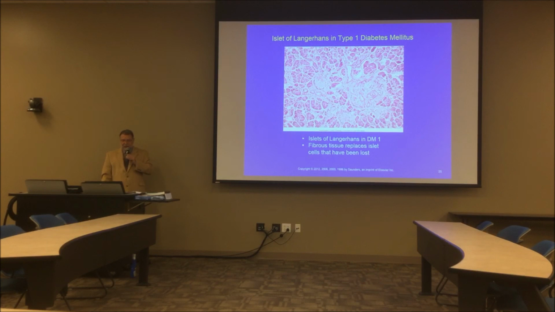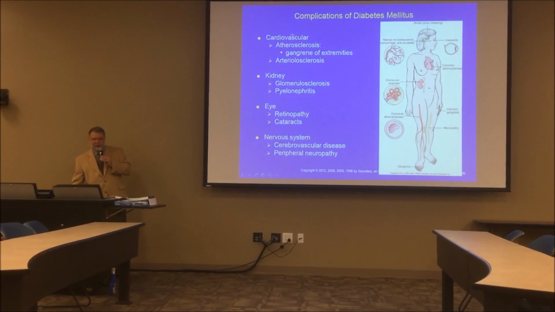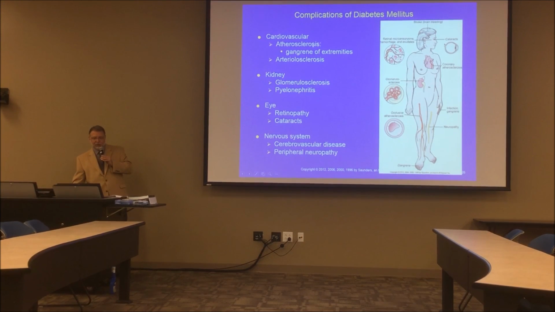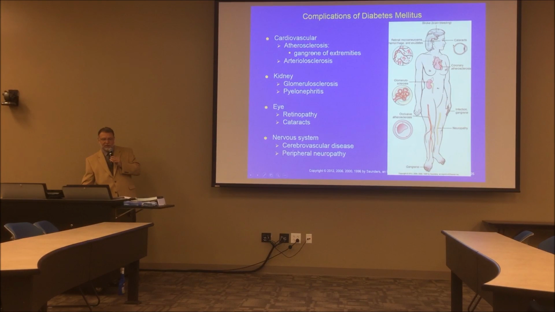Here is an image of a microscope view of the islets of Langerhans, the fibrous tissue, all this stuff that you see here in the pinkish color. And the complications, you know some of them: cardiovascular arteriosclerosis and gangrene of the extremities, toes and fingers being the first expression of this. Also some sclerosis of the smaller arteries. In the kidneys, you're going to have glomerulosclerosis. Remember I said sclerosis is the hardening of the structure, in this case the glomeruli.